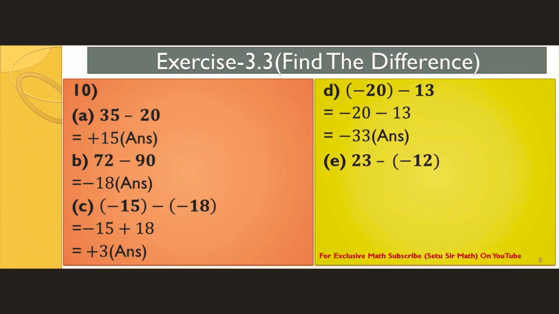Number E, 23 minus -12. So minus, plus 23 and minus, that would be plus 12. So plus 23 and plus 12, we will do addition in here. We get plus 35, which is our desired answer.